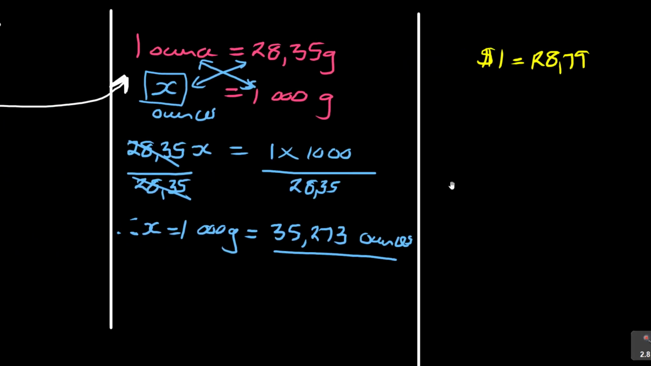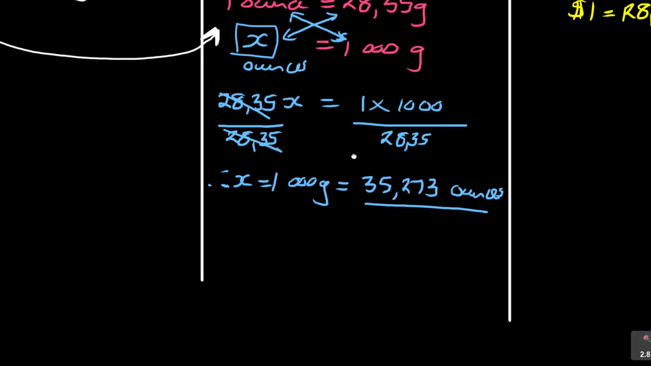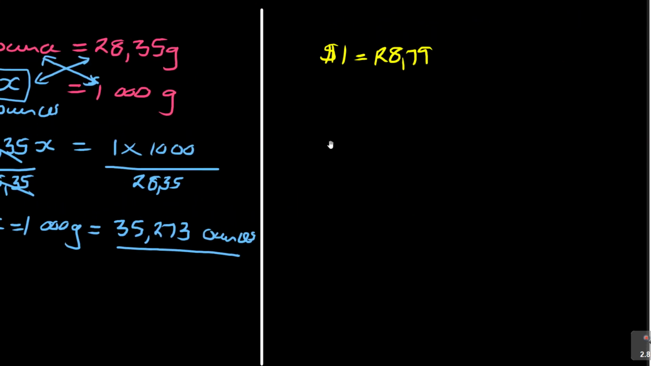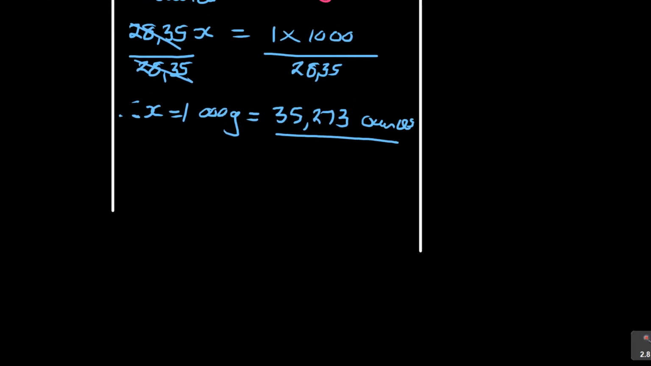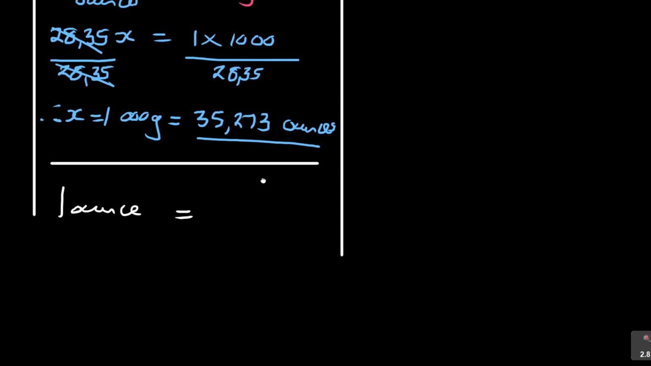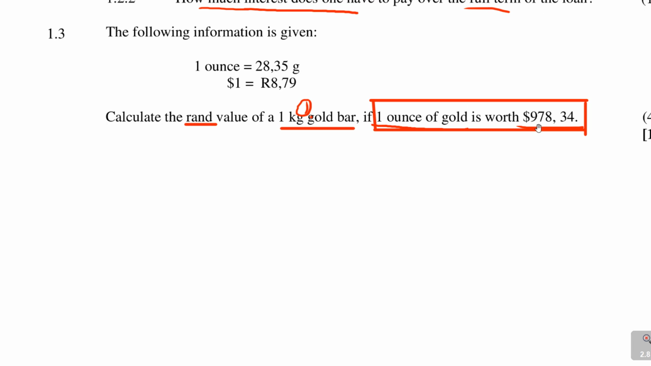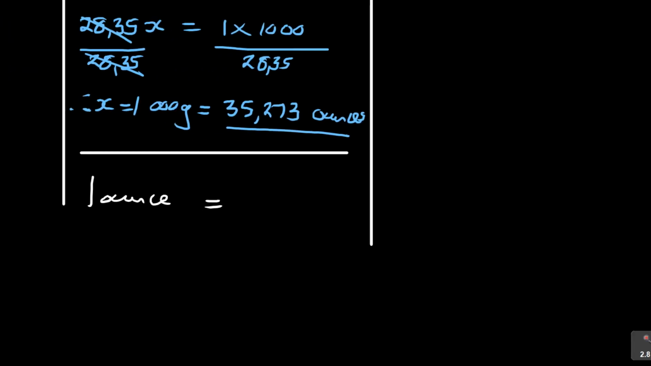978.34. So you come back here and say that's another proportion they gave us. Before I use this one, let me take it down here so that we can divide this space. And then what are they saying? 1 ounce is equal to how much in US dollars? 978.34. So we know what we are dealing with.